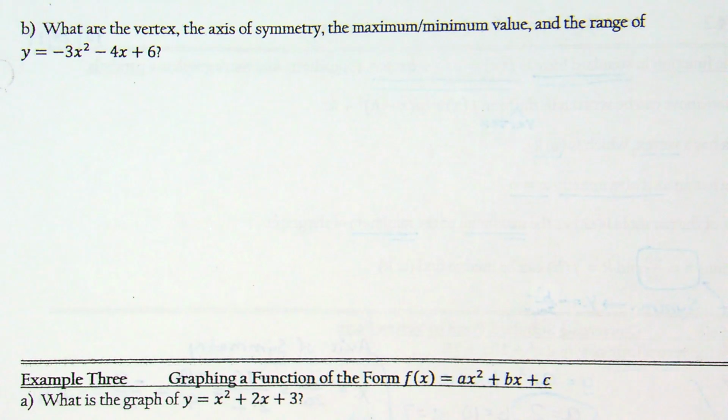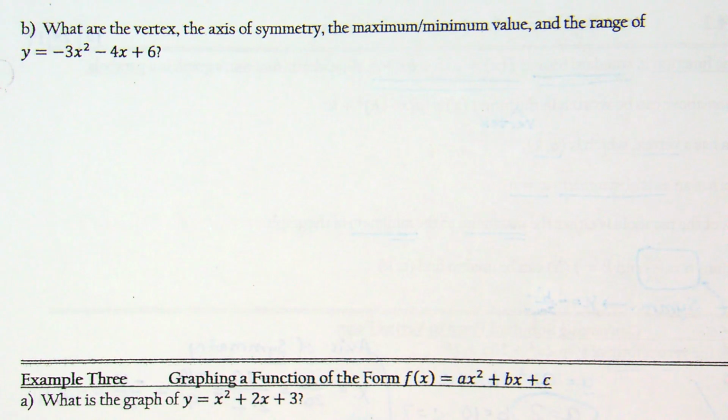Picking up where we left off yesterday. Okay, we had finished in your class up through 2A on the front. I think, at the very end, I hurriedly put down the range, so we'll talk about that again in this one. So the questions are, what are the vertex, axis of symmetry, max/min value, and range?